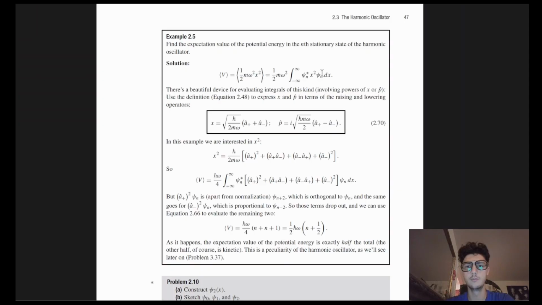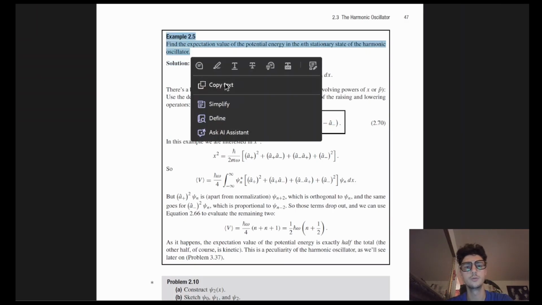We apply this, boom, x squared is sandwiched between psi star and psi n. We pull out the things here which don't depend on x, so they can be pulled out of the integral. There's a beautiful device for evaluating integrals of this kind involving powers of x or p. Use the definition, equation 2.4a, to express x and p in terms of the raising and lowering operators. Ooh, this is super useful. This example is super useful.